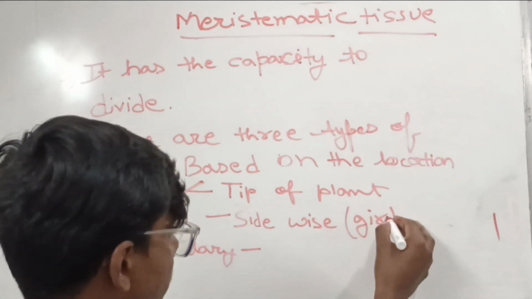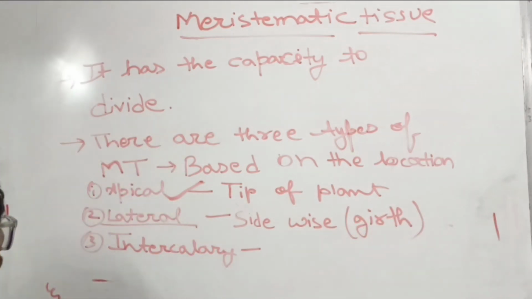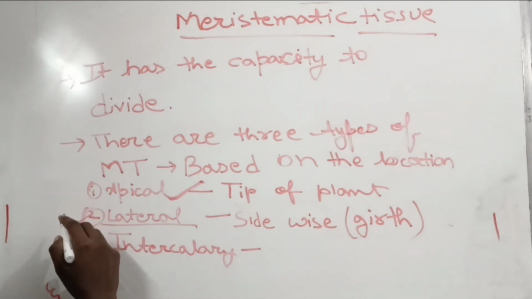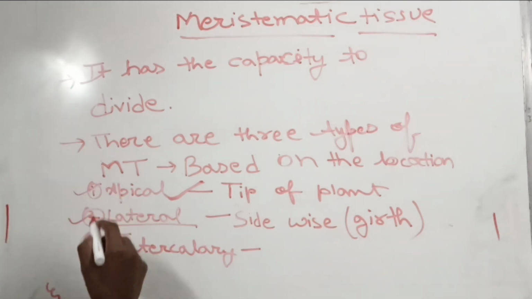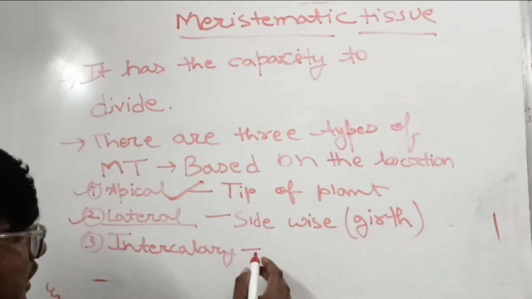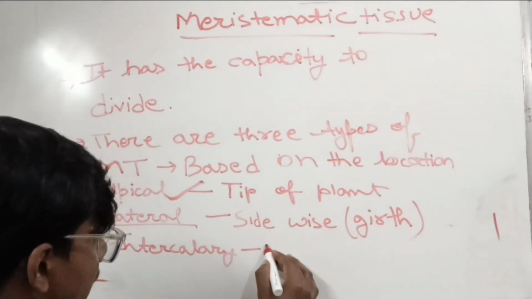The girth of the plant increases due to this lateral meristem only. The tip of the plant is having the apical meristem. Because of this the length increases. Third is the intercalary. They are present at the nodes.